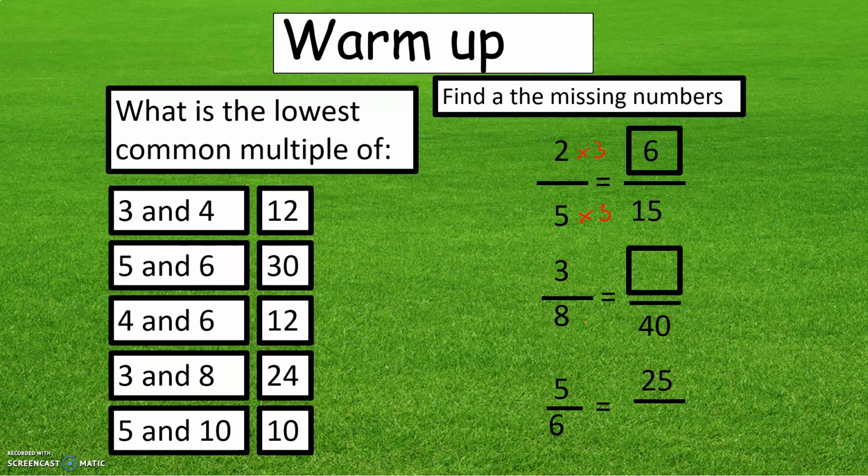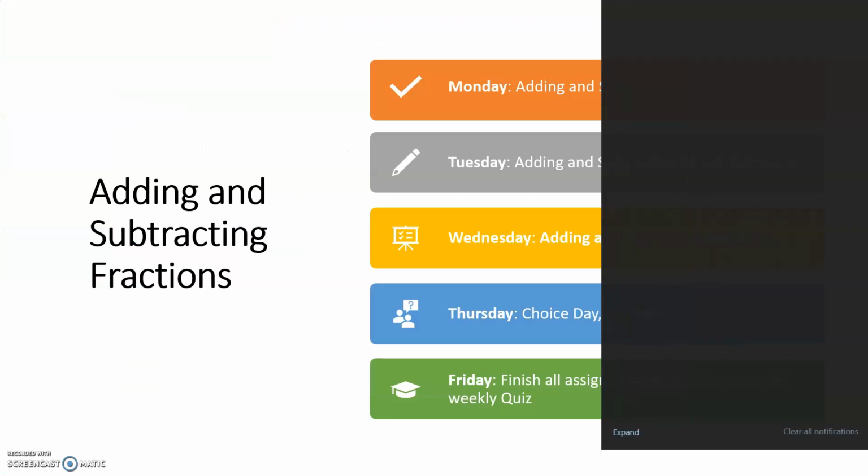All right, number 3, 8 times 5 gives me 40, so I need to multiply 3 times 5, and I get 15. And the last one, now I'm looking at my numerator. 5 times 5 equals 25, and 6 times 5 equals 30. So 2/5 is equal to 6/15, 3/8 is equal to 15/40, and 5/6 is equivalent to 25/30. All right, so next.